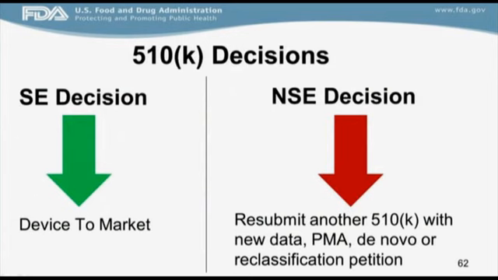It's important to note, though, that once you receive 510K clearance, you now have a valid 510K number, and you should complete your establishment registration and device listing. Please refer to the other modules on CDRH Learn for additional information on how to comply with registration and listing requirements. If you receive an NSE or a non-substantially equivalent decision, you may have to resubmit another 510K with new data. It may be appropriate for you to submit a PMA, a de novo, or a reclassification petition.